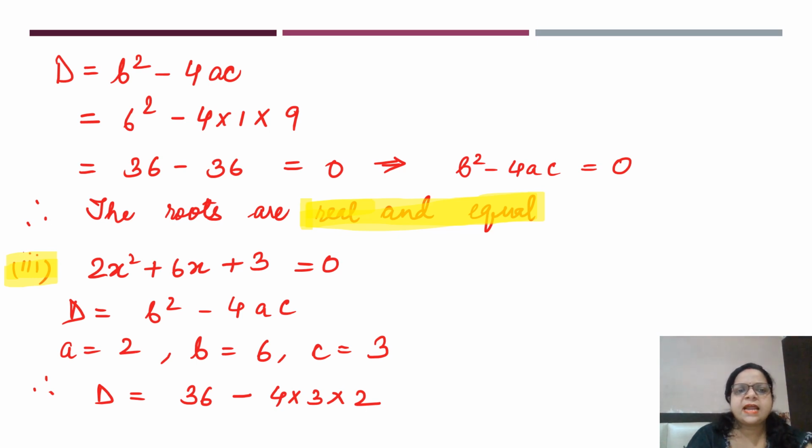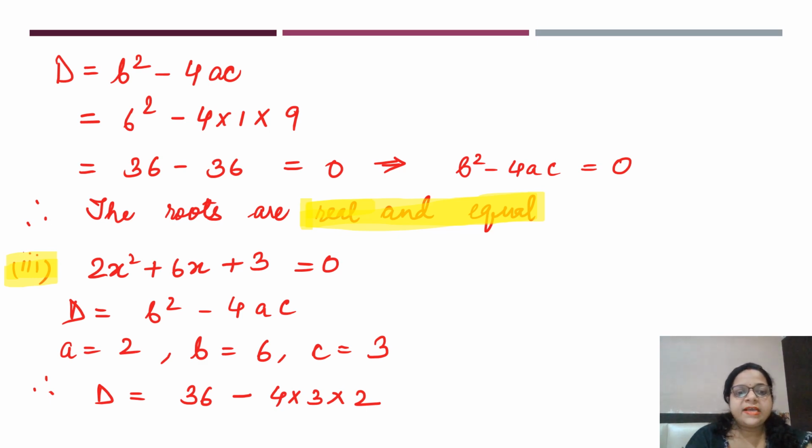I hope you are understanding, children. There is nothing very difficult in it. You don't even have to solve the quadratic equation. You just have to find out the value of b square minus 4ac and find out whether it is greater than 0, equal to 0 or less than 0, to examine the nature of the roots of the quadratic equation.